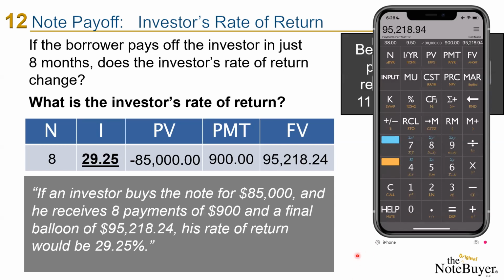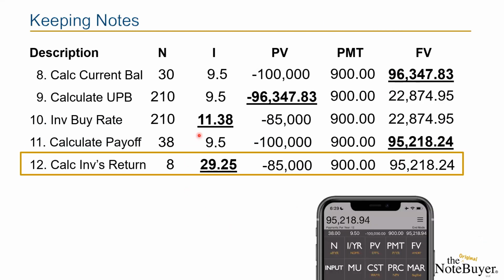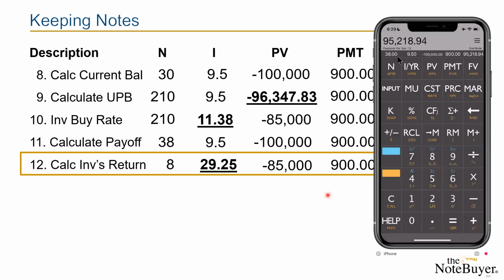And we put that over on our notes, and that's what that looks like. See, he bought that expecting to get an 11.38% return. And because it paid off early, his return jumps to 29.25%. That's pretty sweet, isn't it? I love it. Early payoffs are one of my favorite things.